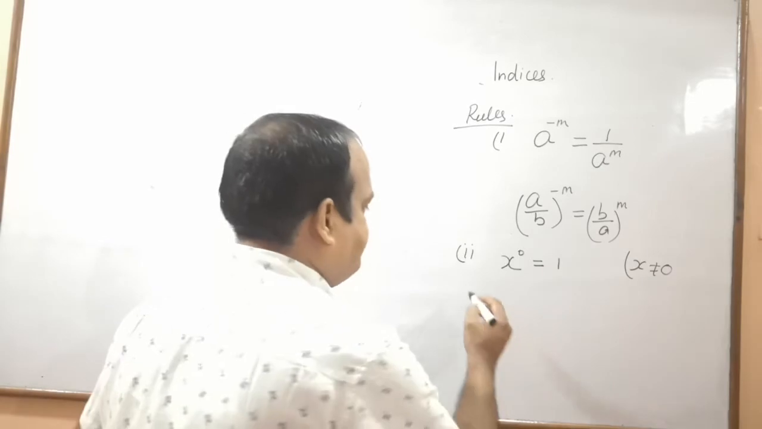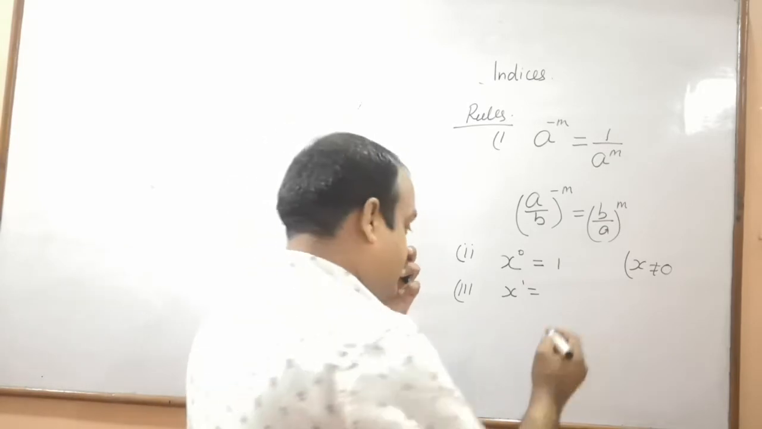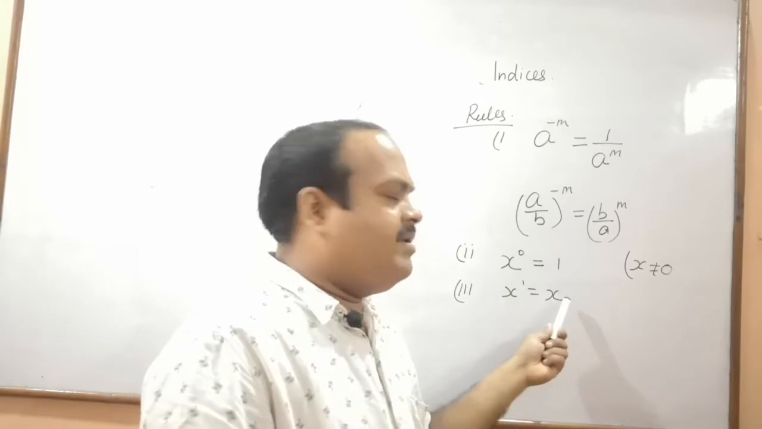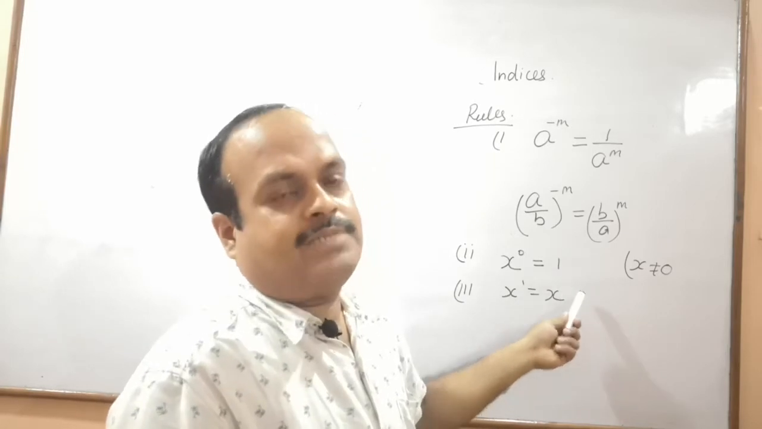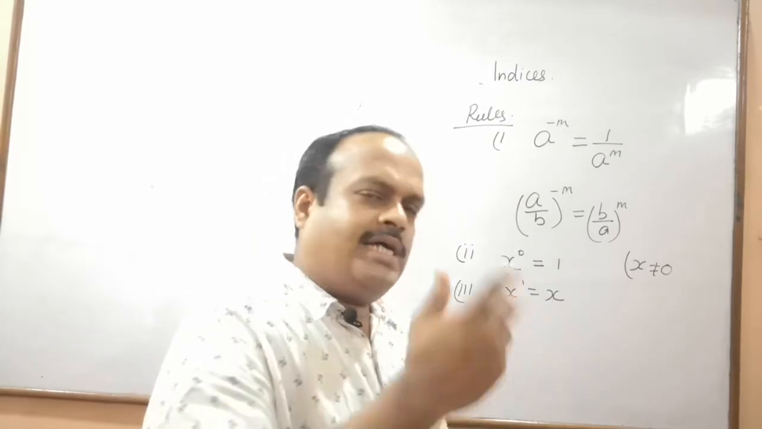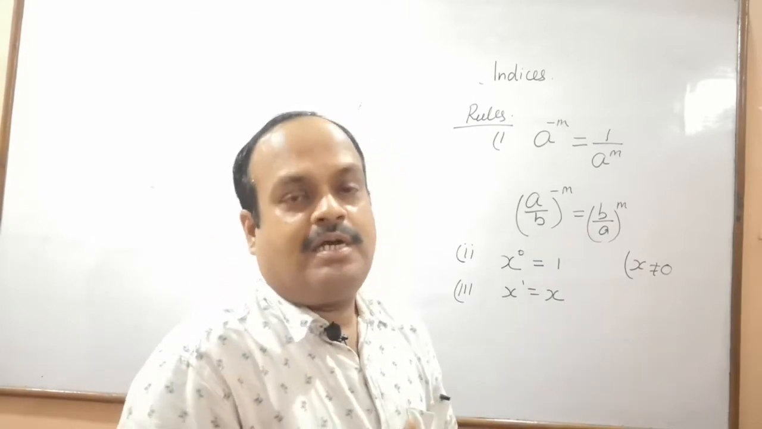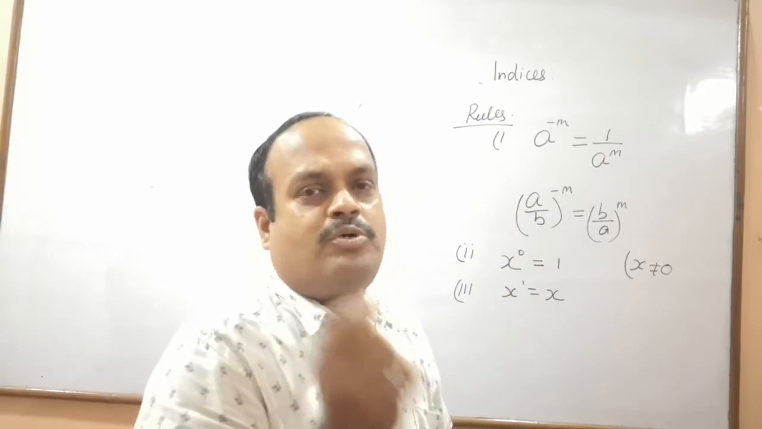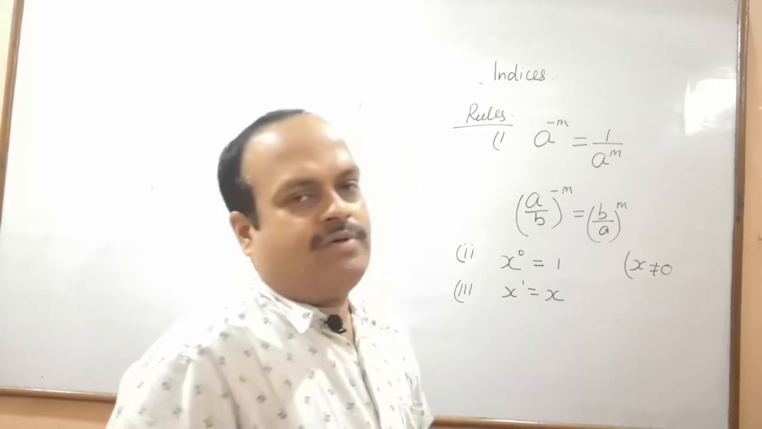Third, x to the power 1 is equal to x. I mean, any number other than 0 can be written in exponential form with its power 1. Suppose 2. So we can write 2 as exponentially 2 to the power 1. 2 can be written as 4 to the power half also, but at least 2 can be written as 2 to the power 1. 4 can be written as 4 to the power 1. Okay? So x to the power 1 will be x.